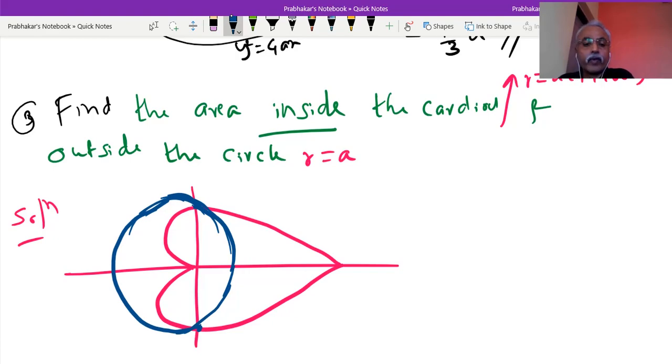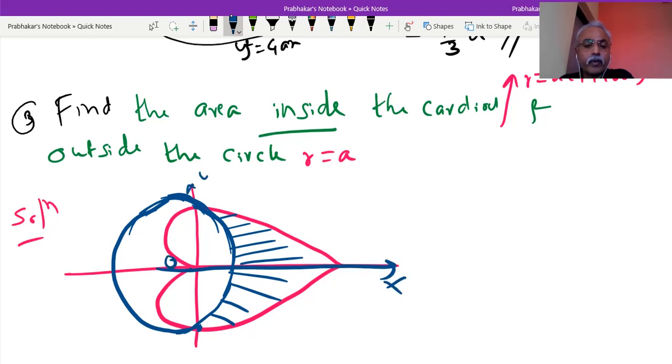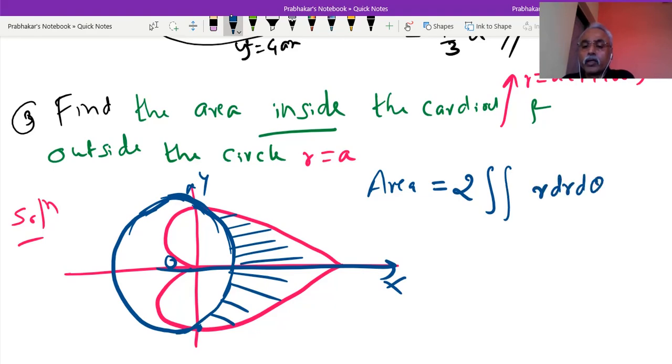So this is outside the circle, inside the cardioid. Whatever the area above this initial line OX is, below it is the same. It is symmetric about the X axis, so it is two times the area. Instead of dx dy, note that it is equivalent to r dr d theta.